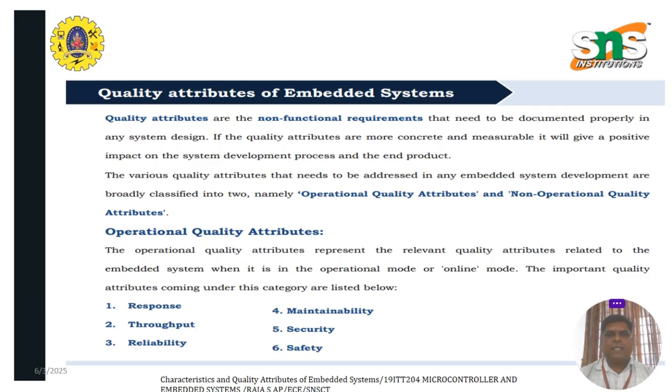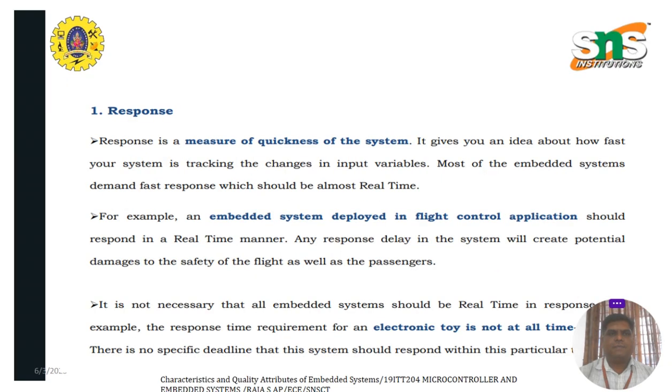The important quality attributes coming under this category are: first, response, how the system reacts; then throughput, reliability, maintainability, security, and safety. These six factors are very important for considering any embedded system. First one is the response.